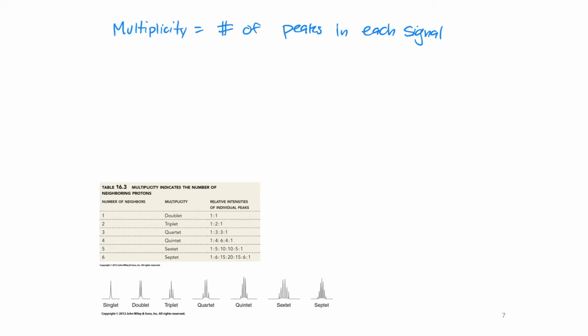Let's spend some time discussing the multiplicity, and that's defined as the number of peaks in each signal. And this comes from magnetic effects of neighboring protons. So by observing the multiplicity, which we can see several examples down here, of our signal, that gives us a large amount of information as to the environment that this proton is in, as far as how many neighbors it has, how many hydrogens it has right next to it.